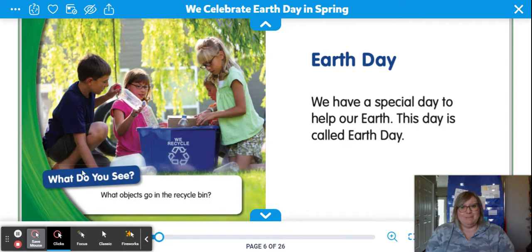I can't skip the parts over here, friends. Make sure that you go back and you read. This is a caption. It's telling what goes on or mentioning facts and information about the picture. Here it says, what do you see? What objects go in the recycling bin? And I can see here, I'm thinking to myself, they're putting plastic bottles in the recycling bin so that they don't end up as litter or in the ocean. So that's just being responsible.